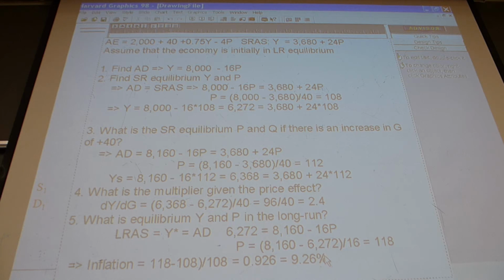So if you try to stimulate the economy, you're not going to get any more output, you're just going to get inflation. It's going to be a waste of time, right? You've got to let the market correct itself.